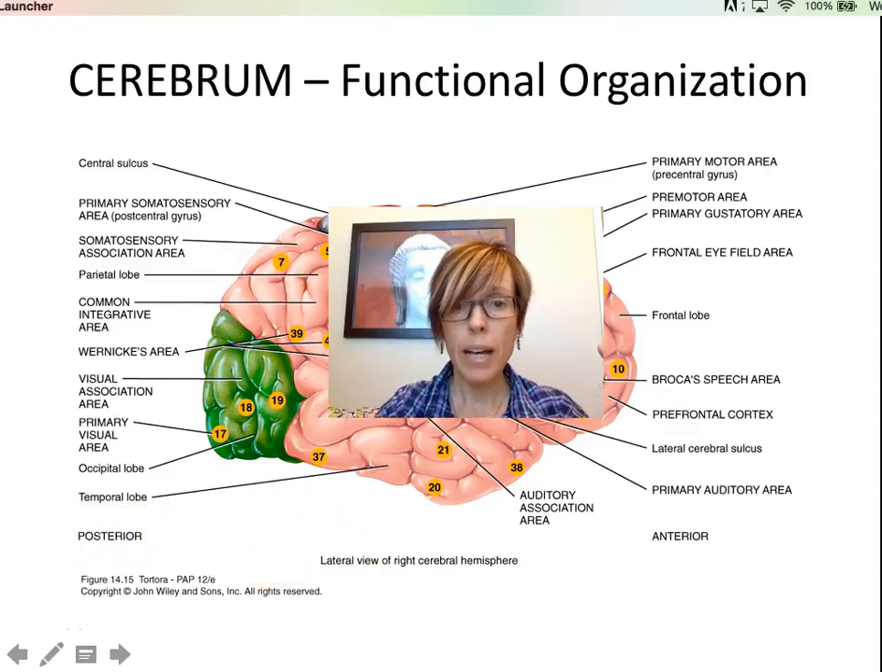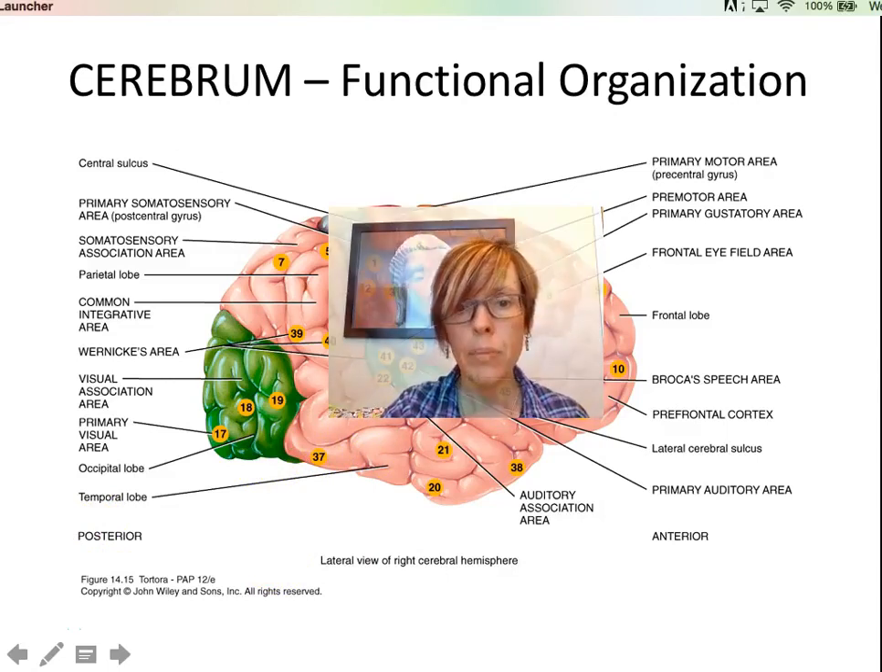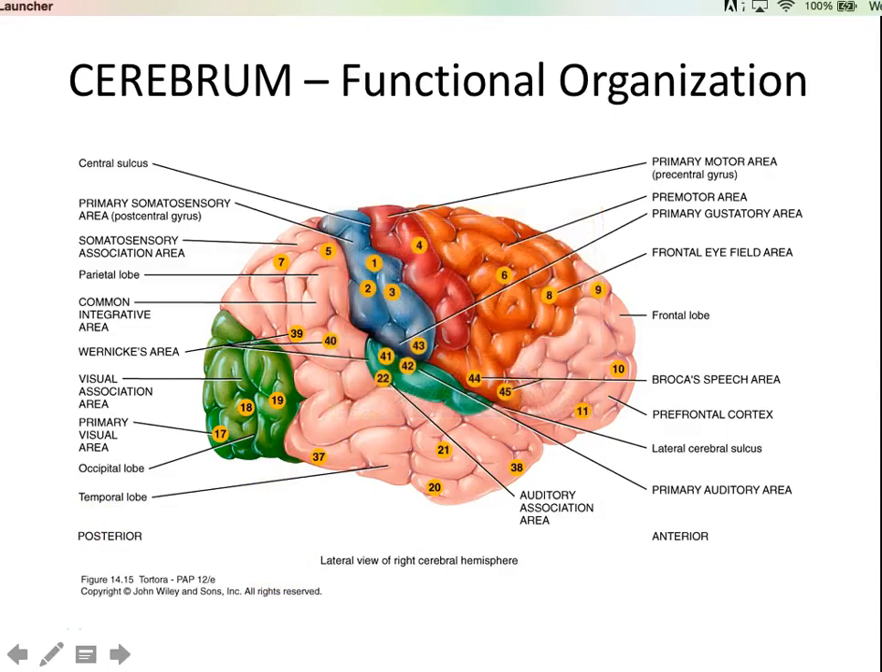All right, so welcome back. We're going to talk about the functional organization in the cerebrum now. So I'm going to hide me so you can see this image better. You'll notice that there are these different color-coded areas in the cerebrum. There are lots of different numbers associated with them because, again, there are lots of different nuclei, so they're all going to have somewhat specialized areas, specialized functions.